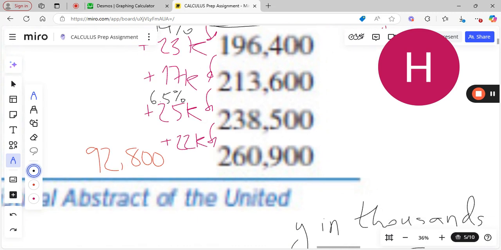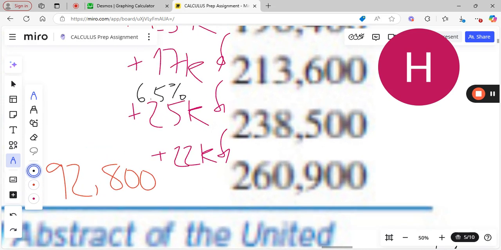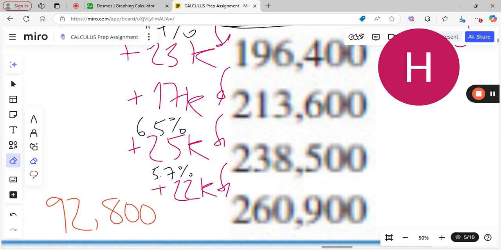Another example is when you go from $238.5 thousand to $260,000, we're only going up by $22K. And so that also is about a 6% increase. I mean, not even that. It's probably like a 5.7% increase, I believe. Oh no, it's almost 10%. So I must have had something a little bit off over here.